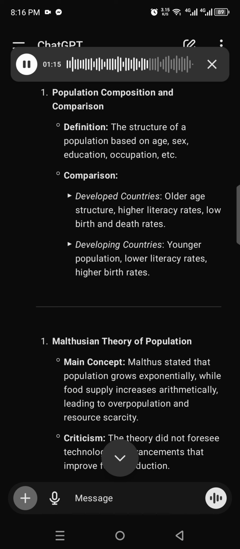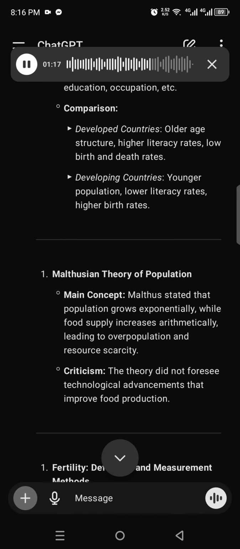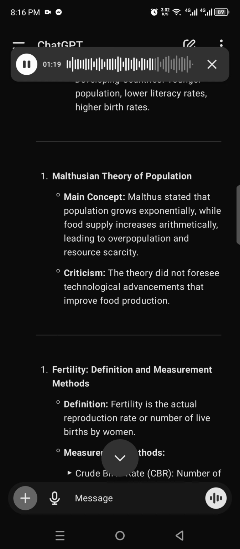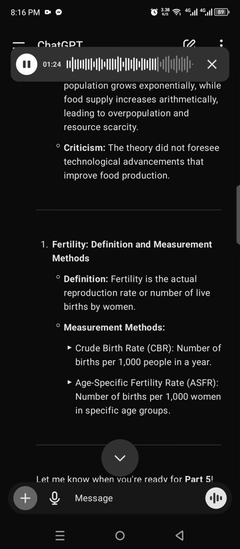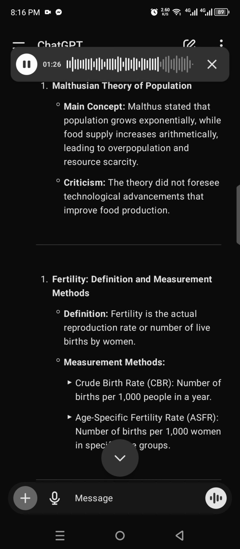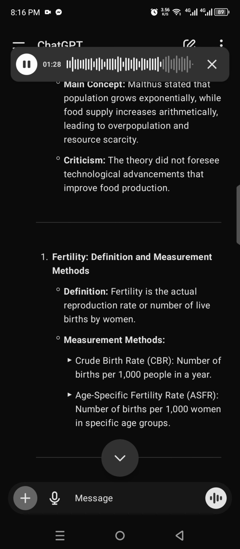4. Malthusian theory of population. Main concept: Malthus stated that population grows exponentially while food supply increases arithmetically, leading to overpopulation and resource scarcity. Criticism: the theory did not foresee technological advancements that improve food production.